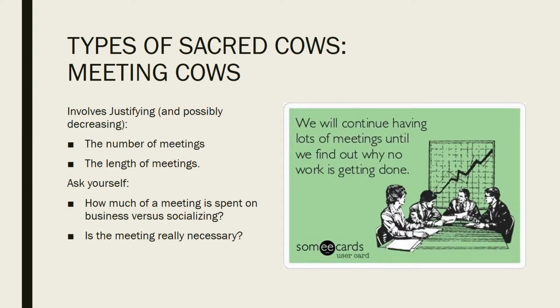Another one is what we call a meeting cow. This involves decreasing the number of meetings, or if you don't decrease the number of meetings, decrease the length of meetings. I have seen people make excuses not to attend a meeting because it can run two to three hours and not very much is done. It gets out of control. You really have to ask yourself with a meeting cow, how much of a meeting is spent on business versus socializing? And I guarantee you that a lot of people that call meetings will tell you that most of it's business and very little is socializing.